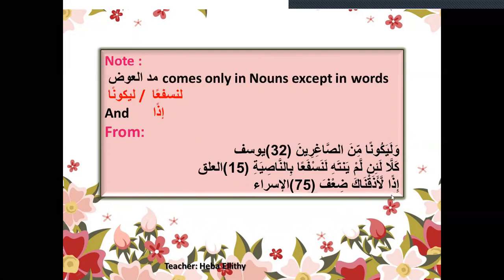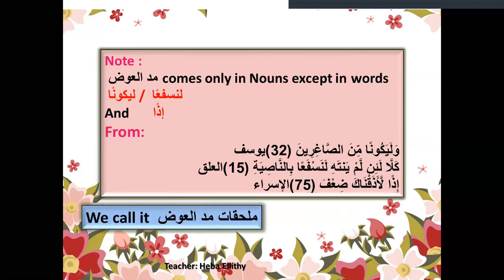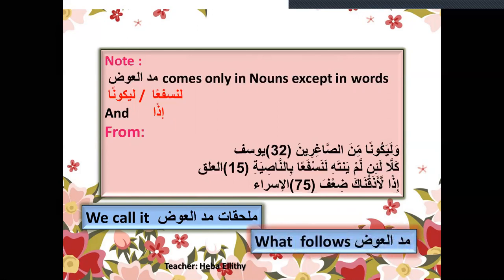Clear, inshallah. إذن, we said it comes in several places in the Quran. This is one example of it. إذن لأذقناك ضعف. إذن لا, when I connect. But when I stop, it will be إذا. No tanween anymore, and I will stop with alif sakina. These 3 words, we don't call them مد العوض. We call them ملحقات مد العوض, what follows مد العوض. Why don't we call them مد العوض? Because it's in a verb and in a letter.